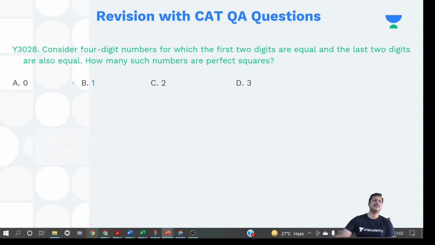So here you go. My answer is 1, only 1. That is nothing but 88 square. 88 square is 7744. All right. Now let's go to the next question.